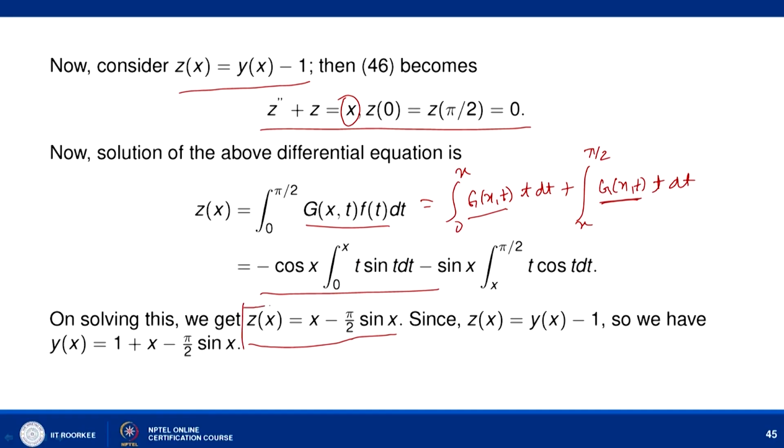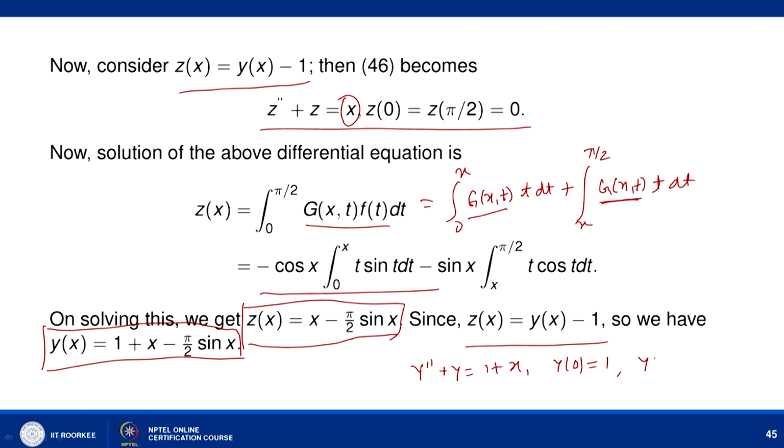So, once we have z of x, since we already know z(x) is y(x) minus 1, we can have our solution of the problem, that is y(x) equal to 1 plus x minus pi by 2 sin x, and this is the solution of the problem y double dash plus y equal to 1 plus x, with conditions y(0) equal to 1 and y(pi by 2) equal to 1. So, what we have seen in this example is how to construct a Green function, and with the help of the Green function how to solve a non-homogeneous equation with a non-homogeneous boundary value problem.